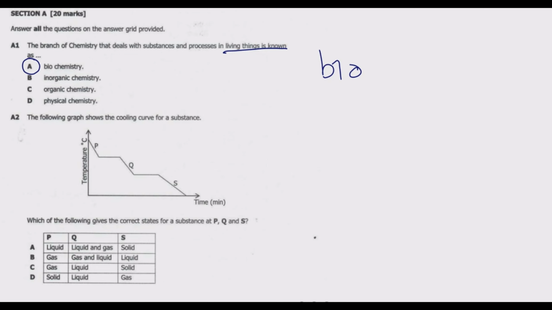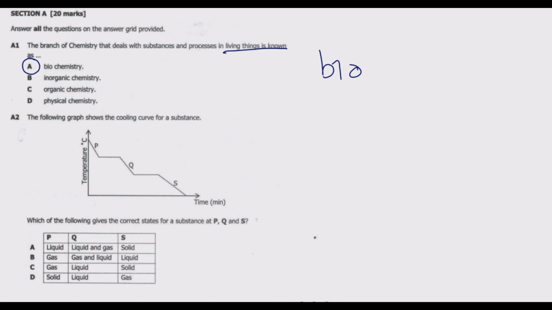If you look at the other options, inorganic chemistry is basically the study of compounds that do not contain carbon, except for the case of carbonates. Then organic chemistry is basically the study of substances that contain carbon. Then physical chemistry is basically the study of physical characteristics of materials and how they react to each other.